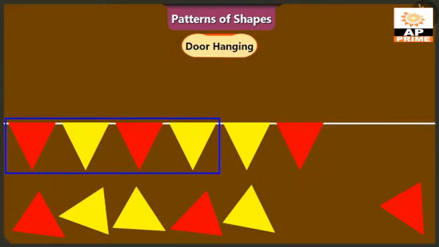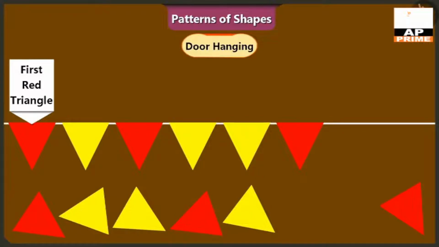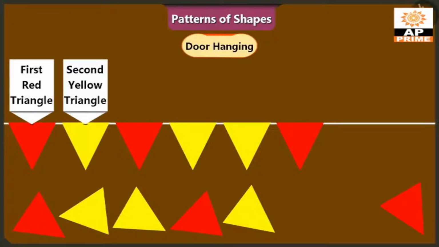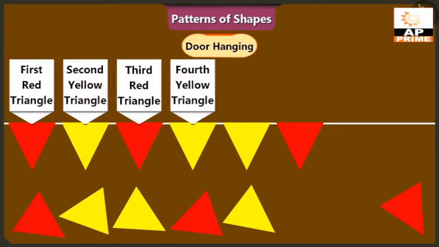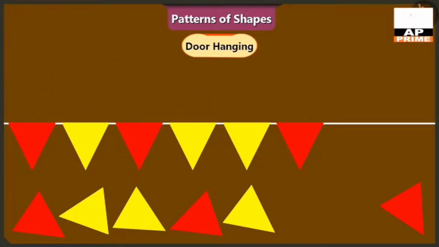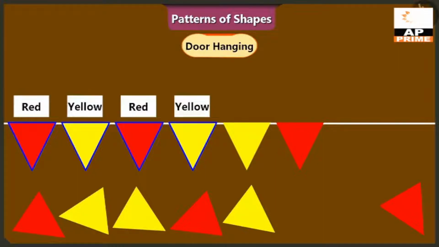Yes. Ma'am, in this toran, first triangle is red and the second triangle is yellow in color. Yes, the third triangle is red in color and the fourth triangle is yellow in color. Both of you are correct. Children, all the shapes in this toran are triangles. Keep in mind the colors of the triangles and repeat the color pattern while making this door hanging or toran. Okay, ma'am. We have understood.